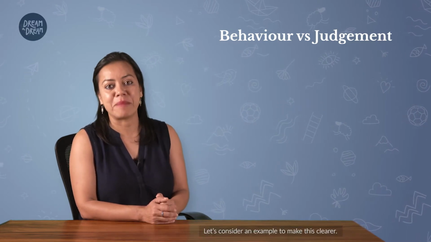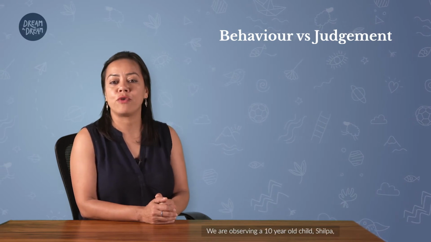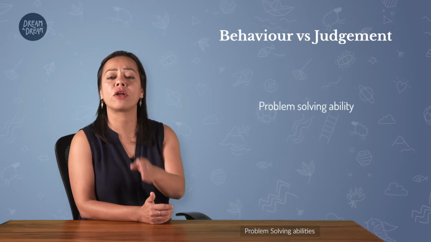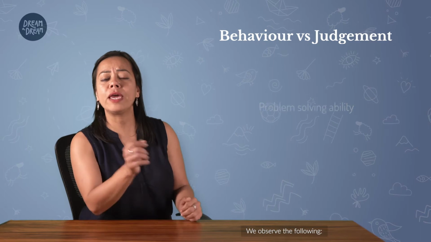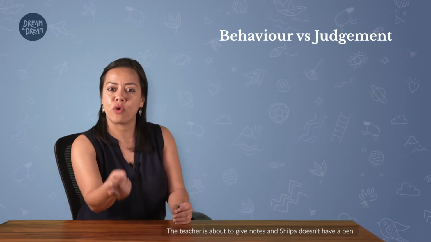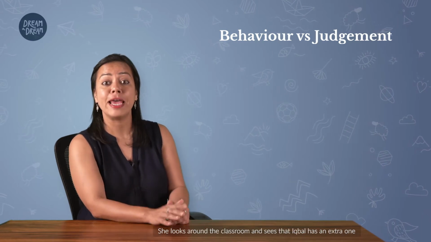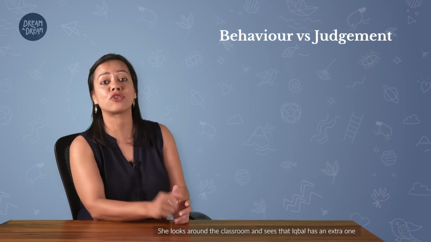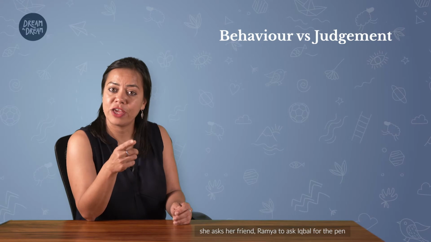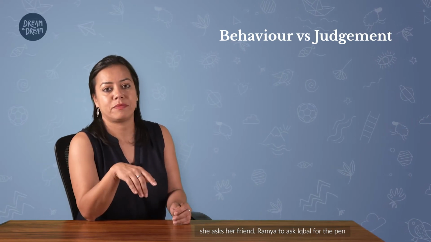Let's consider an example to make this clearer. We are observing a 10-year-old child, Shilpa, in a classroom setting to assess her problem-solving abilities. We observe the following. The teacher is about to give notes and Shilpa doesn't have a pen. She looks around the classroom and sees that Iqbal has an extra one. But instead of asking him for the pen herself, she asks her friend Ramya to ask Iqbal for the pen.